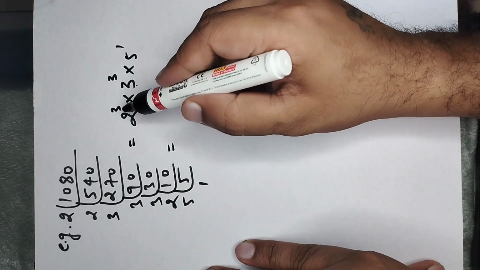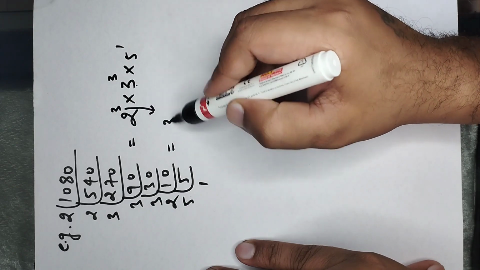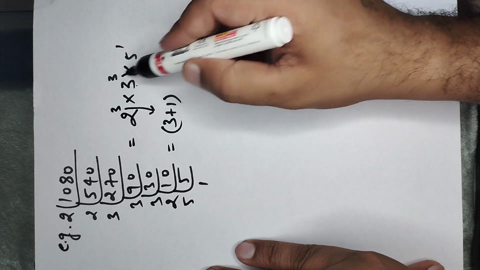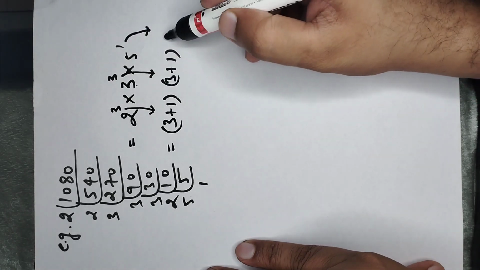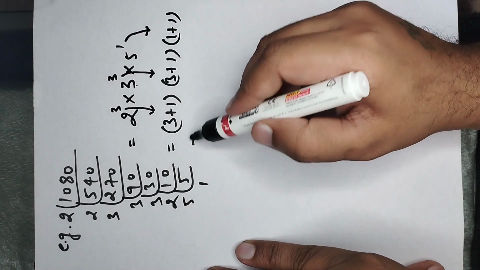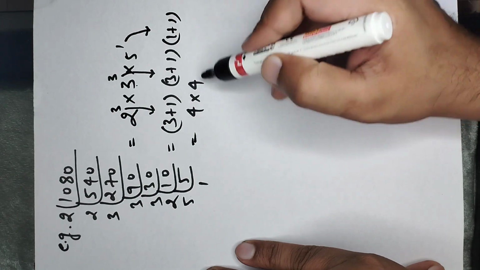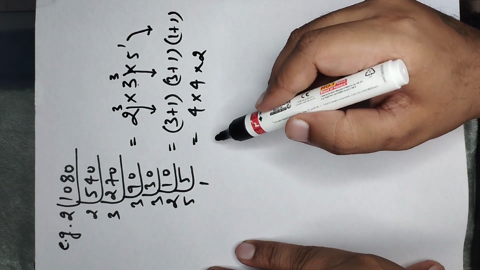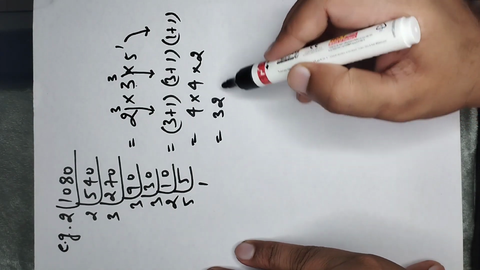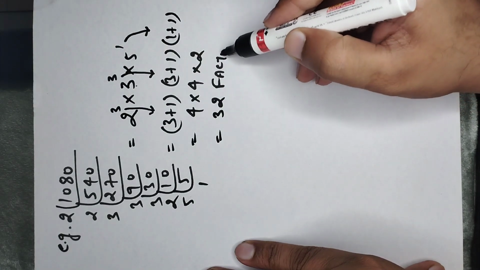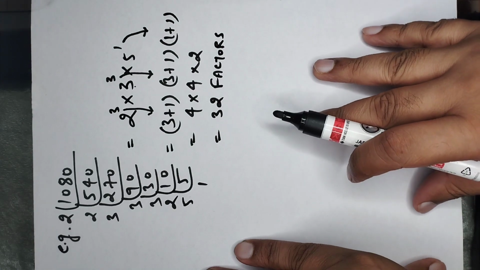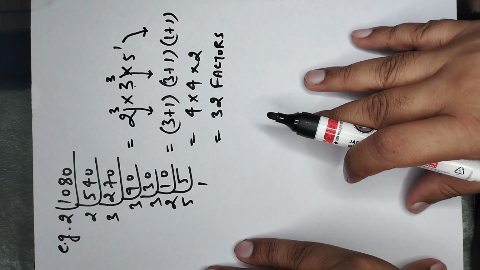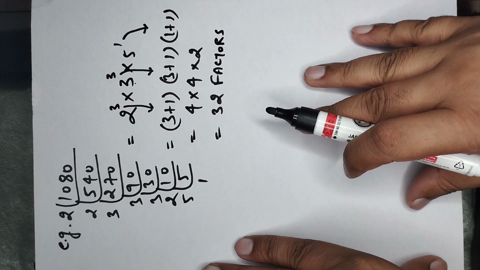So what is the way? You just add 1 to the powers. So this is 3 plus 1. Adding 1 in this one, this is 3 plus 1. And adding 1 in this, we will get 1 plus 1. So this is 4 multiplied by 4 multiplied by 2. So we can say there are a total of 32 factors of this number. So this is how we find the number of factors of any kind of number.